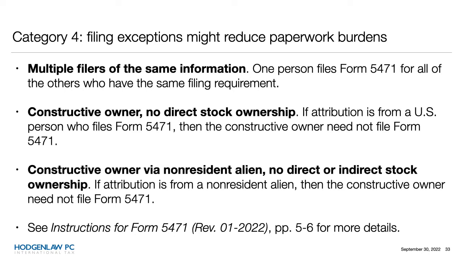So, Category 4 filing exceptions. Go look at the instructions for Form 5471 to reduce the paperwork. There's a lot of stuff, and in a situation where dad's a U.S. person filing a Form 5471, it's going to be remarkably easy on mom. She's not going to have to duplicate the situation. For instance, that second bullet point, attribution is from a U.S. person who files Form 5471, namely dad. Then the constructive owner, namely mom, need not file Form 5471. But you're damn right, I'm going to put a statement on there saying that this is what we're doing and why.